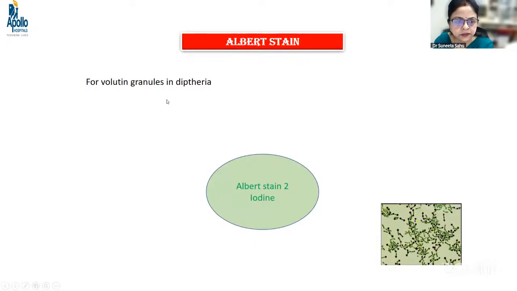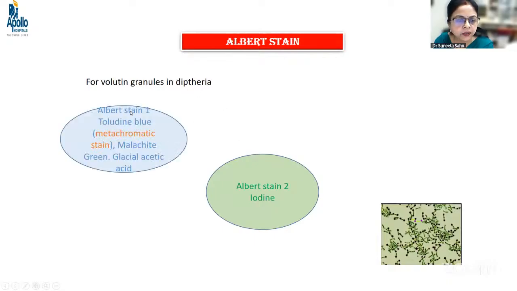Albert stain is for detection of volutin granules in diphtheria. Albert has two types of stain, Albert stain 1 and Albert stain 2. Albert stain 1 has toluidine blue, which is a metachromatic stain, and malachite green and glacial acetic acid. Then Albert stain 2 has iodine, and this is what we get as the end result.